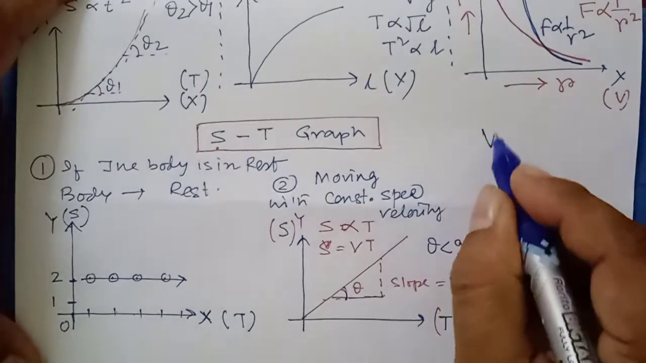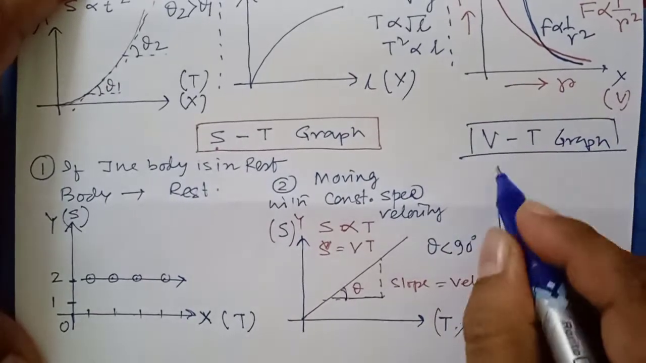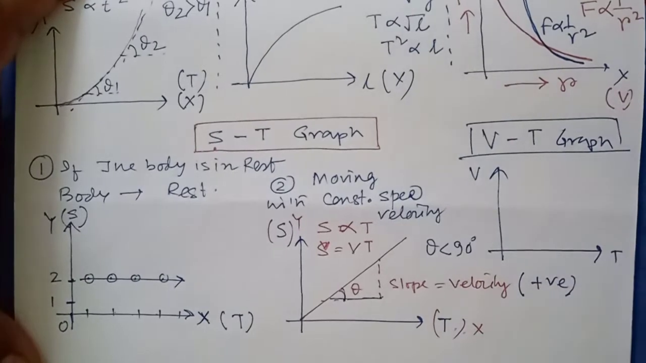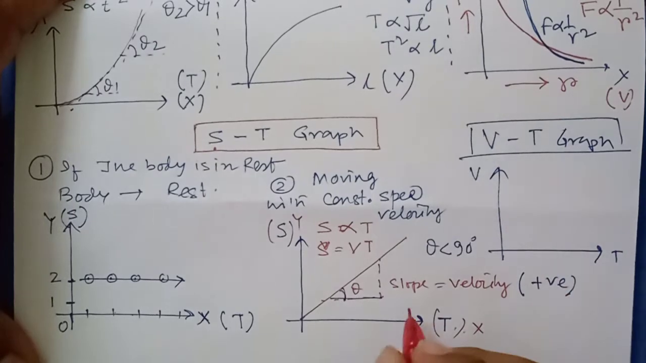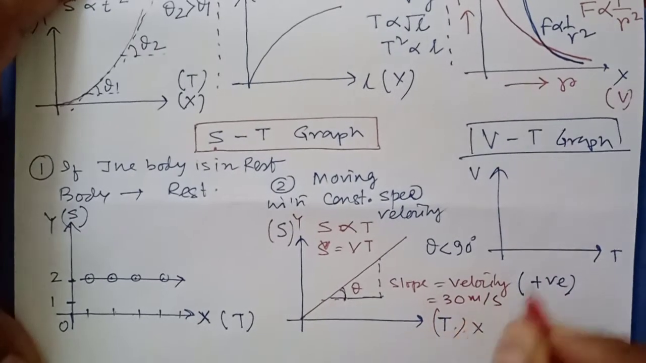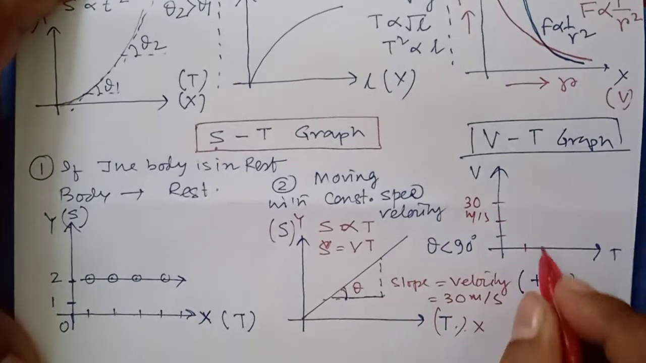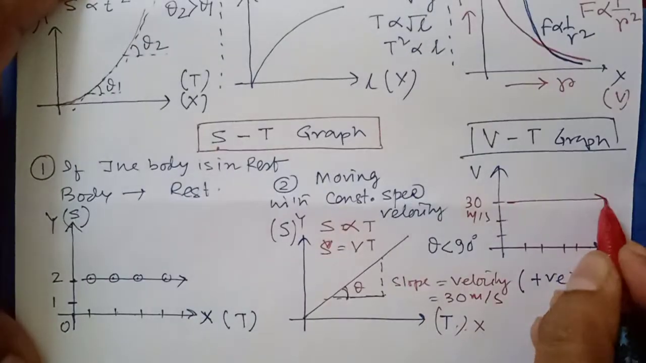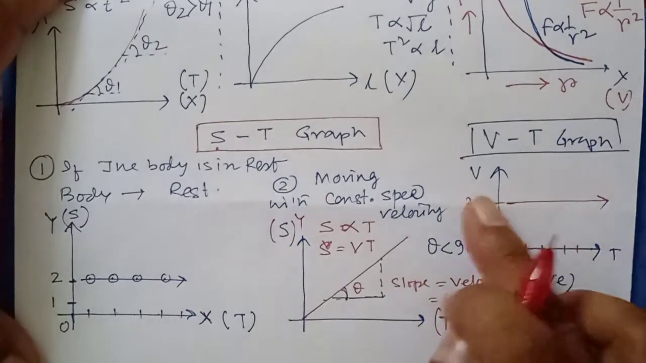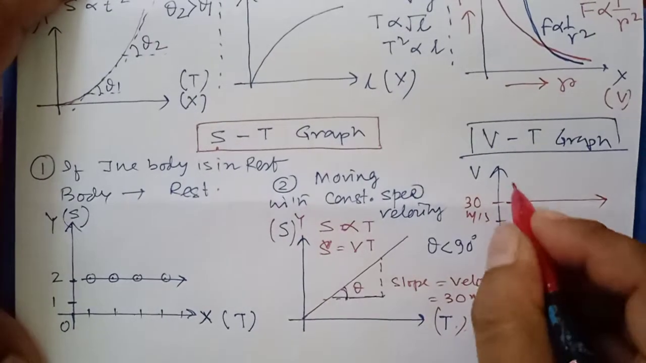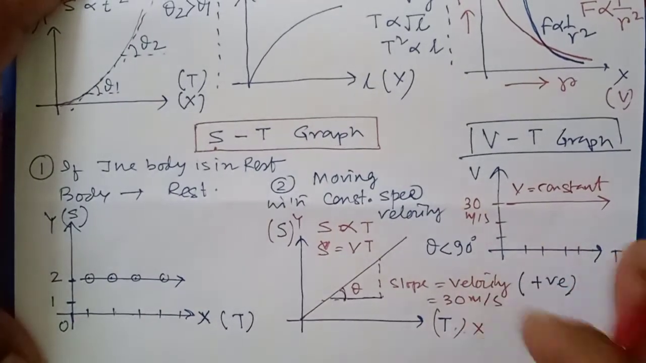So the VT graph, this is your V and this is time t. Corresponding VT graph, as velocity is constant. Suppose the velocity is 30 meter per second. It means 10, 20, 30. This is your 30 meter per second, and the time 1, 2, 3, 4. So the graph will be like this. It's a straight line parallel to the time axis. Am I right, students? Straight line parallel to the time axis because velocity is constant. Constant means parallel to the time axis.